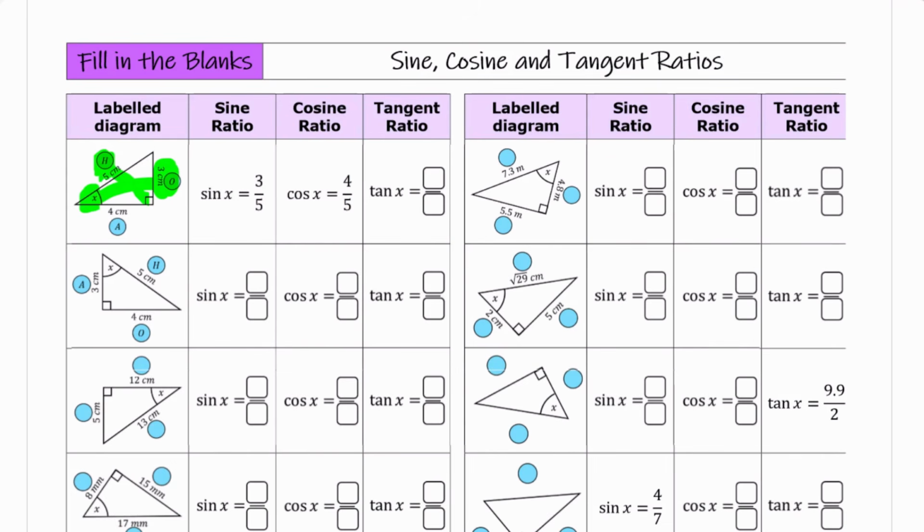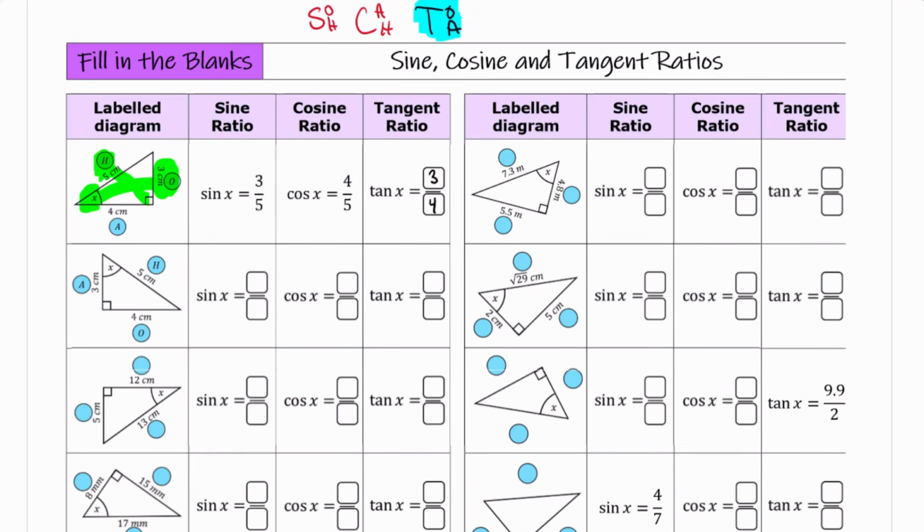Now the tan. Oh, wait a second. What was Pocahontas' little sister's name? It was SOH CAH TOA. So tan, looking here, the tan stands for opposite over adjacent. So if I'm looking from this angle here, my opposite side is 3, and my adjacent side is going to be 4.